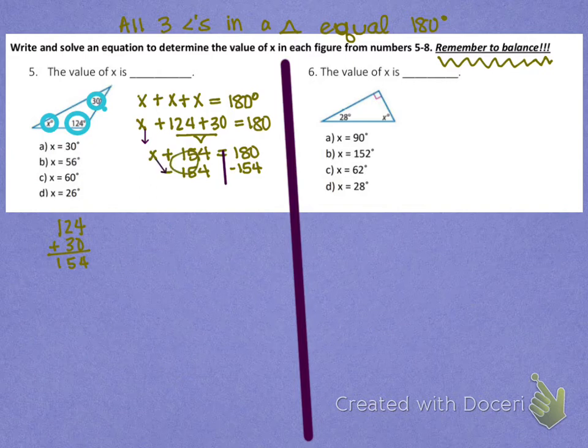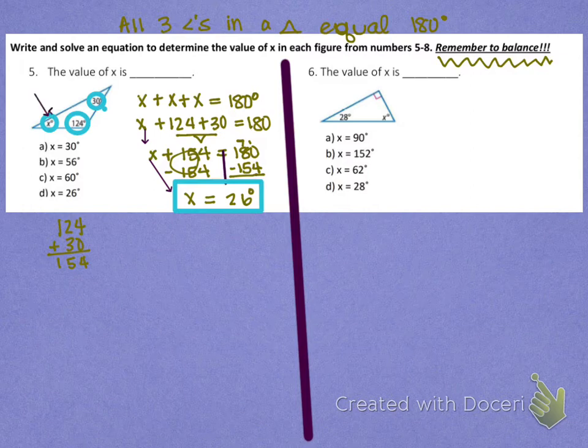And I'm going to bring x down here. So then I have x equals 180 minus 154. We have to borrow right here. So 10 minus 4 is 6. And then 7 minus 5 is 2. And 1 minus 1 is 0. So x equals 26 degrees. So that's that missing value that we have right here of x, 26 degrees.